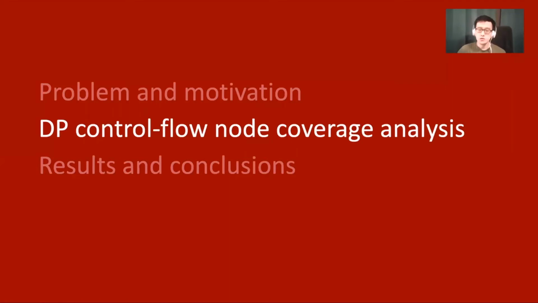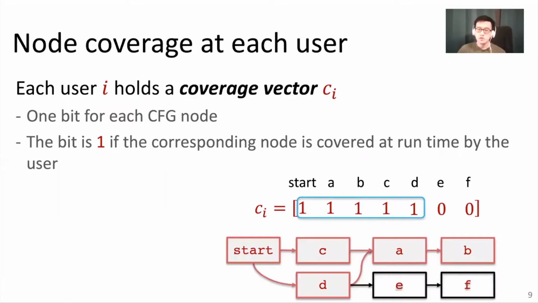Next, I will introduce the details of our solution. The node coverage of control flow graph can be represented by a coverage vector at each user. The coverage vector contains one bit for each CFG node, and the bit is 1 if its corresponding node is covered at runtime by the user.